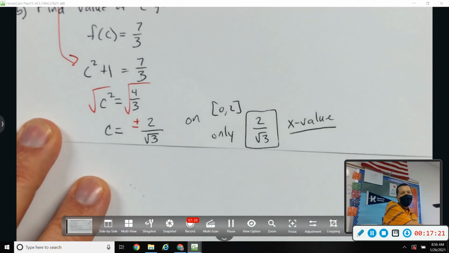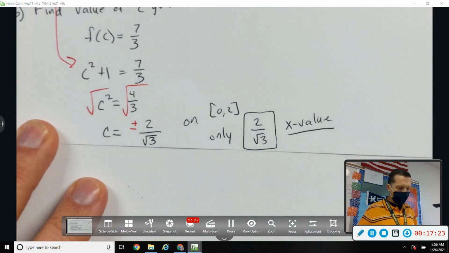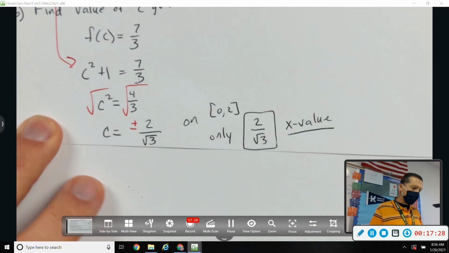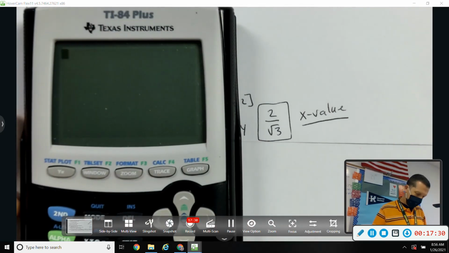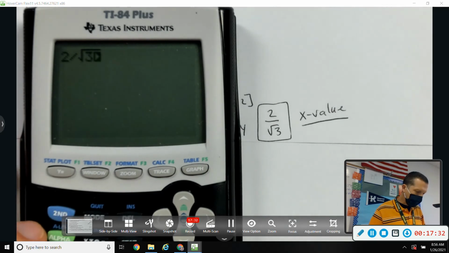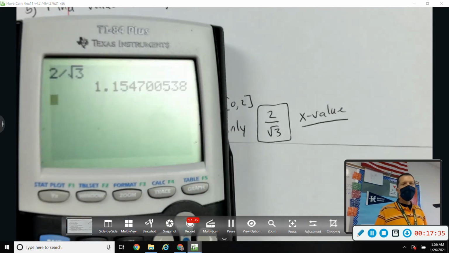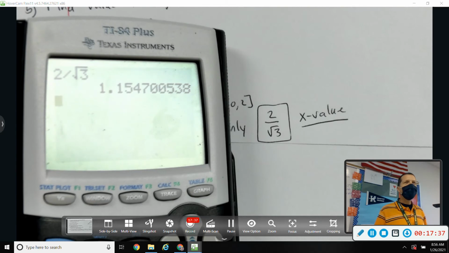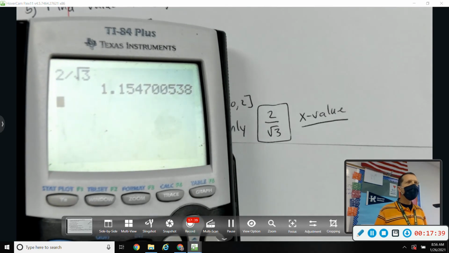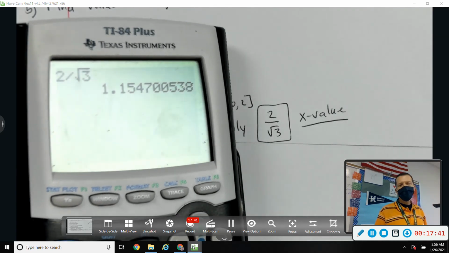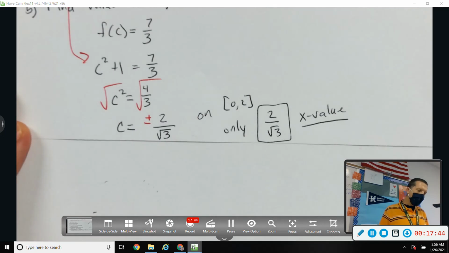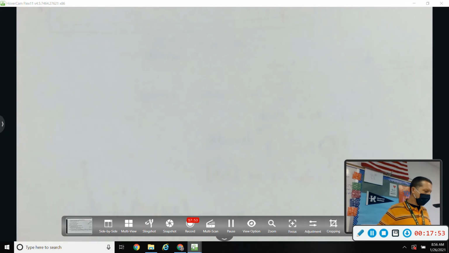So average value gives you the height. MVT can tell you where it happens. And now I just want to see how close your guess was. 2 divided by square root of 3. 1.15. What was the guess? 1.2? 1.3. That's pretty close. So, two things today. Find the y value, that means the average height, and then find the x value that goes with it. Let's do one more.